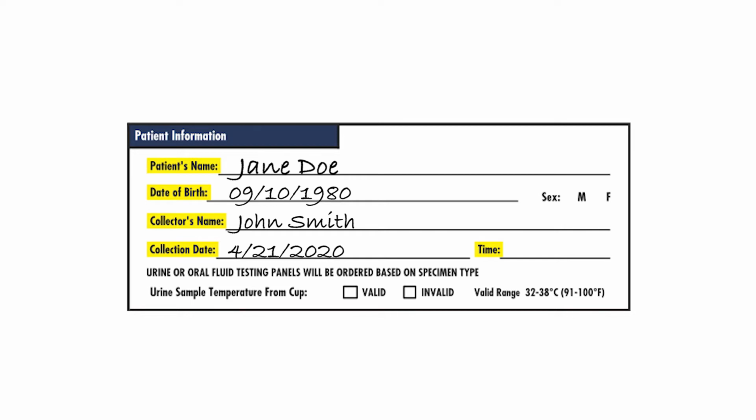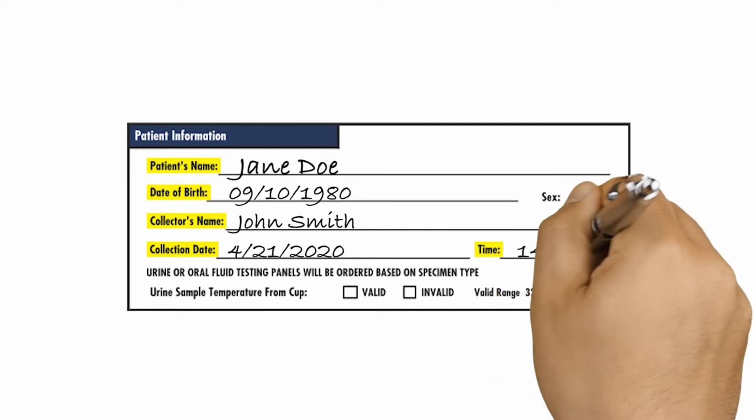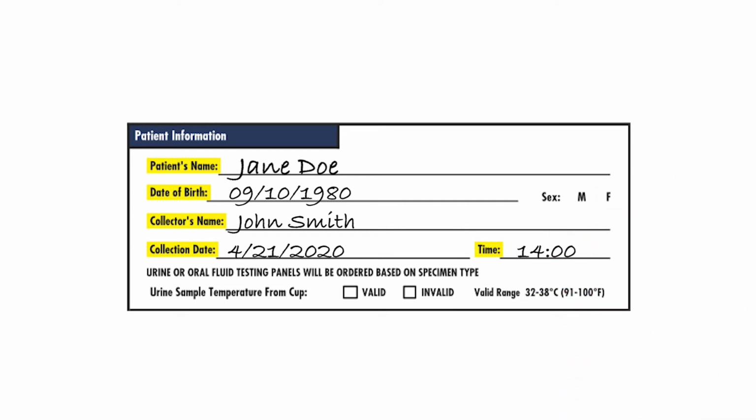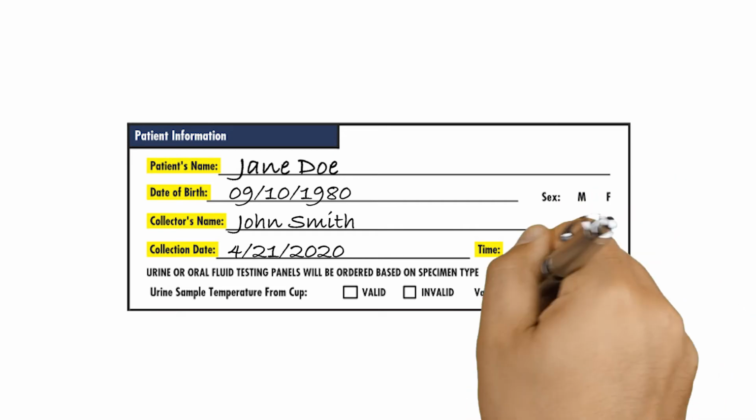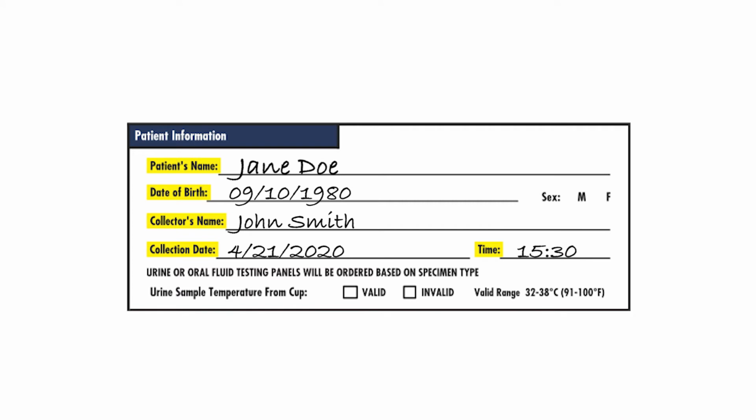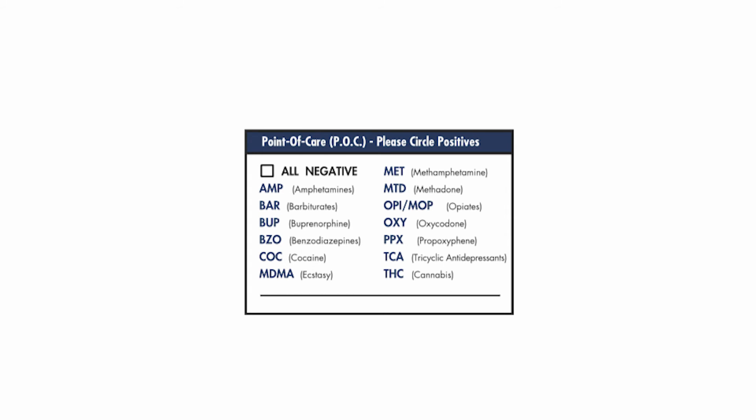Thus, 2 p.m. would be designated as 1400, and 3:30 p.m. would be designated as 1530. Make sure you check whether the temperature of the specimen was valid or invalid. If point-of-care test results are available, designate this in the upper right corner of the requisition form.